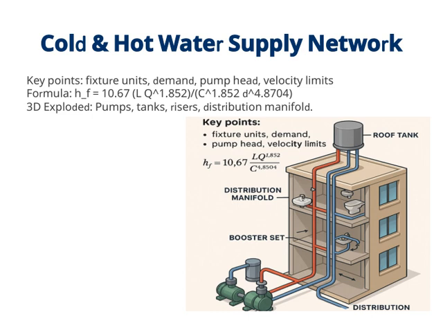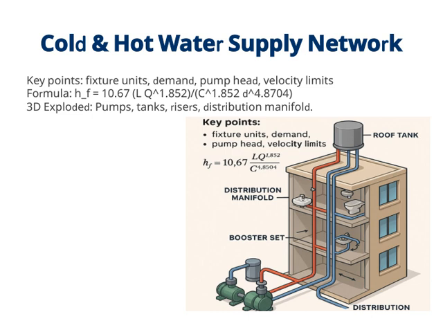Now there's a handy formula here. h_f equals 10.67 times the length L times the flow rate Q raised to the 1.852 power, divided by the pipe's coefficient C raised to the same power, and multiplied by the pipe diameter D raised to the 4.8704 power. This formula helps us calculate head loss due to friction in the pipes, which is vital for system design.